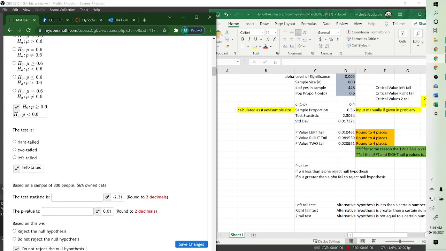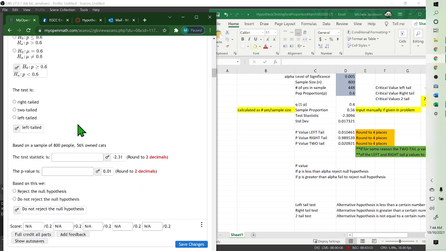They want us to find the test statistic and the p-value. P-value is here. Test statistic should be right above. Yeah, negative 2.31 right here is your test statistic. And then the p-value, we were doing a left tail, so it's the top one, 0.01. And then if the p-value is less than alpha, so p-value is 0.01, alpha was 0.005. So p-value is greater than alpha. Fail to reject. Do not reject.